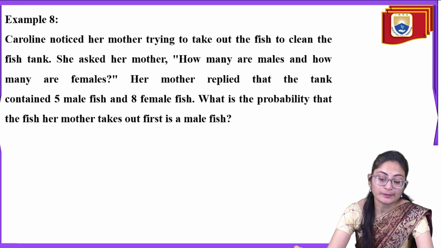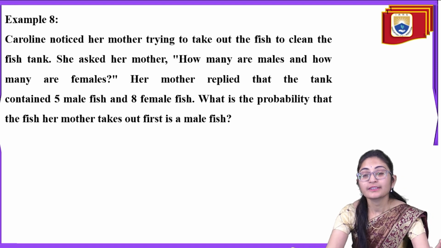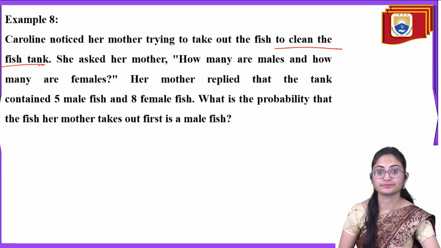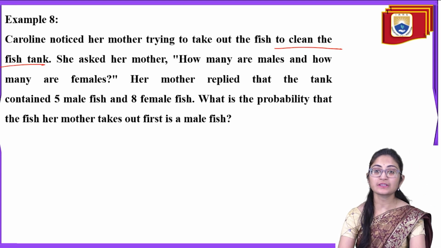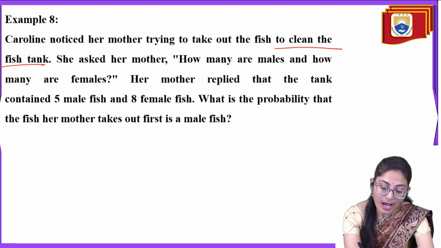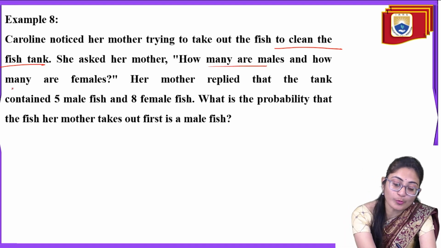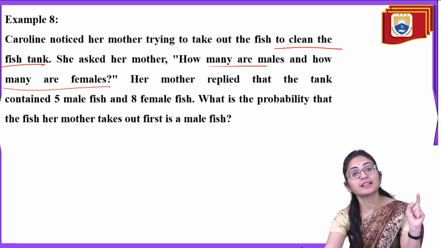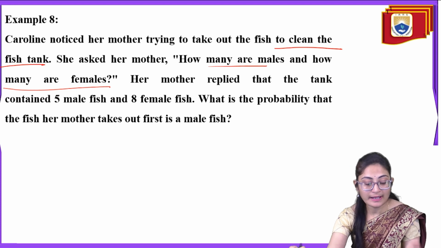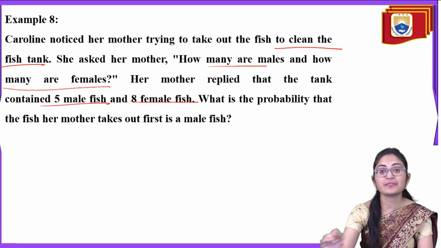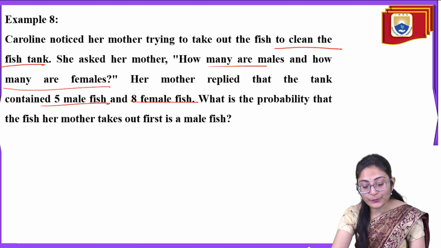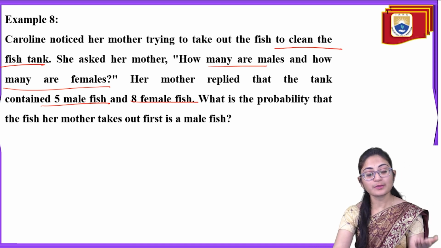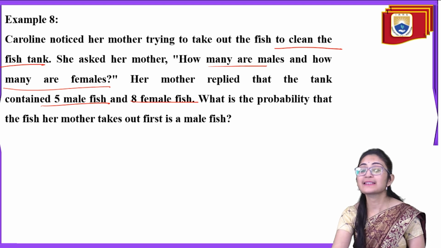Now Caroline noticed her mother trying to take out the fish to clean the fish tank. And she asked her mother, how many are males and how many are females? Her mother replied that the tank contained 5 male fish and 8 female fish. Now we have to find out the probability that the fish her mother takes out first is a male fish.